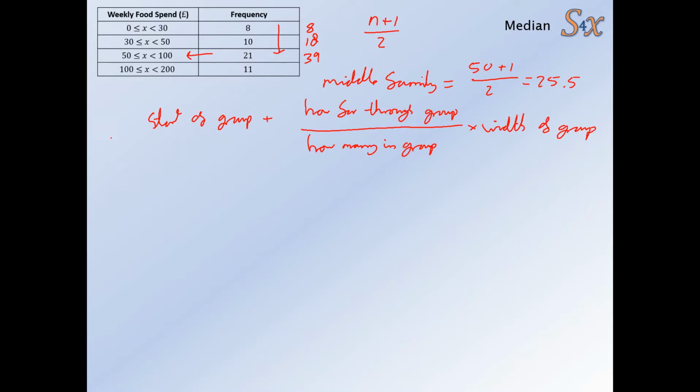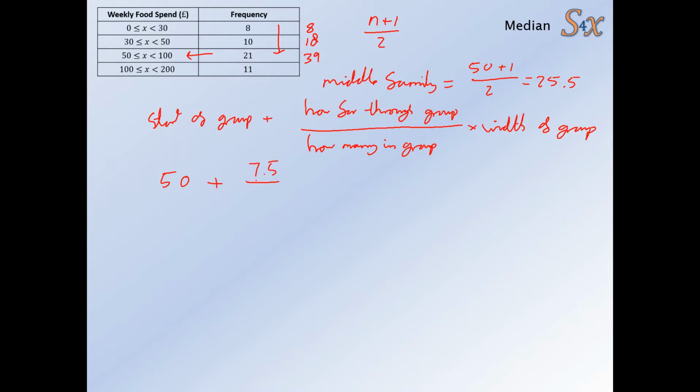Okay, so the start of the group was 50 because we're in this third group. Now, how far through the group do we want to go? Well, we're 18 people through by the start of that group. We want to go 25.5 through, so we need to go an extra 7.5, don't we?